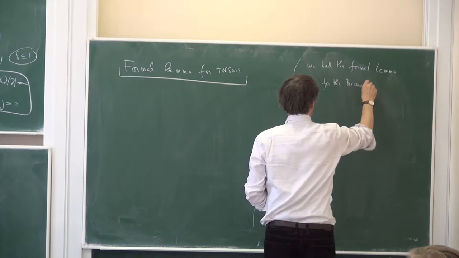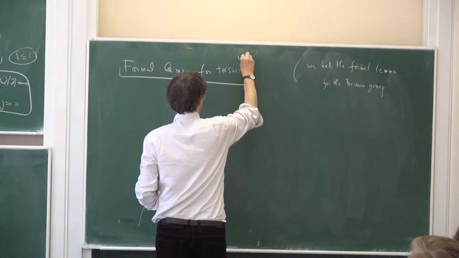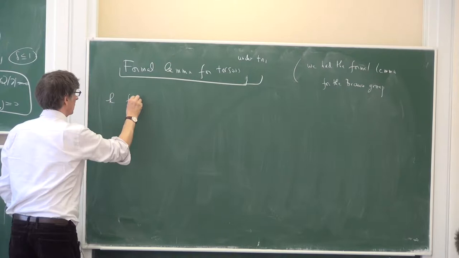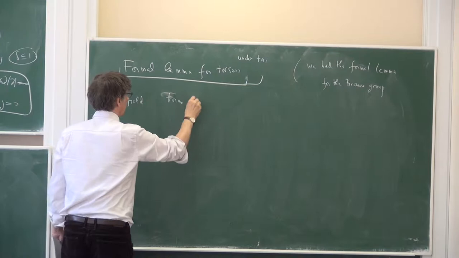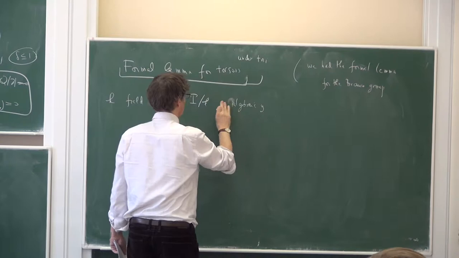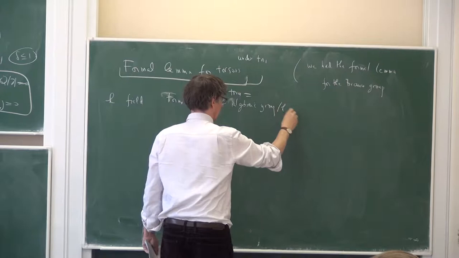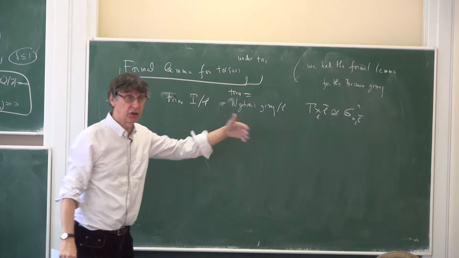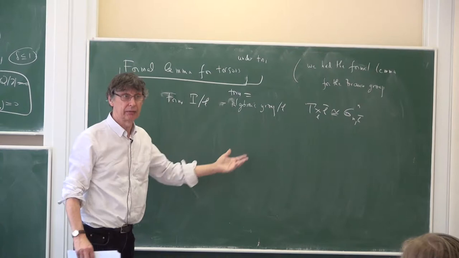And now I want to look at the formal lemma for torsors under tori. So let me remind you a few things. If you have a field k, a torus T over k is an algebraic k-group such that T cross k k bar is isomorphic to G_m over k bar to the n for some n. So over the algebraic closure, it's just a product of copies of the multiplicative group, but it's twisted. There's a Galois action on the whole situation.